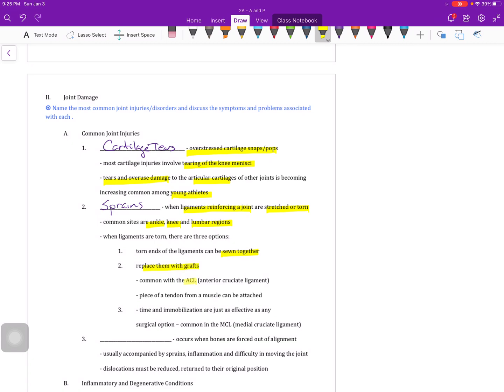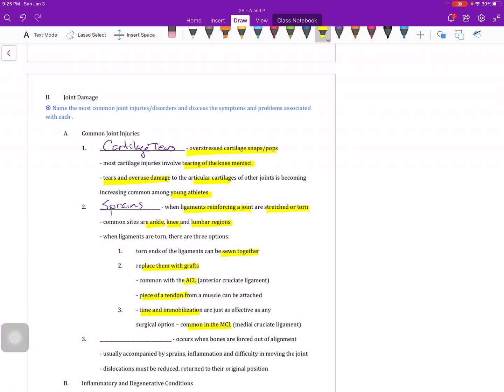You'll see this with ACLs, known as your anterior cruciate ligament. A piece of a tendon from a muscle can also be attached. Those are the types of grafts. And then finally, the next one would be time and immobilization. Surgical option would be common in the MCL, the medial cruciate ligament.